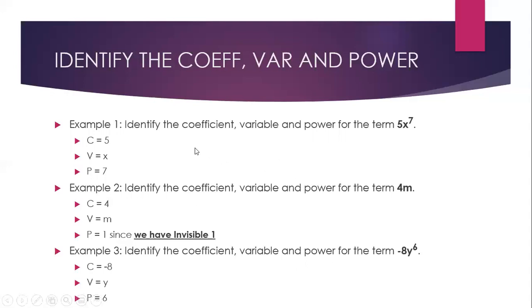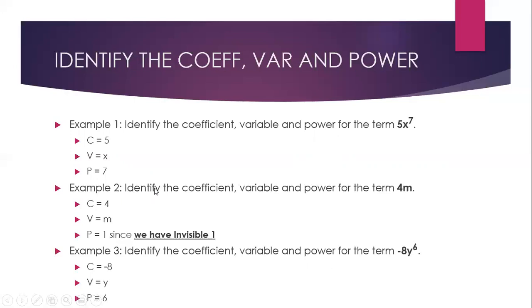I don't think I need to go over that too much. It sort of lines up. If you kind of see 5x to the 7, cool. I'm going to skip down to the bottom. Identify the coefficient, variable, and power for the term -8y to the 6. Well, the coefficient is -8, the variable is y, and the power is 6. Okay, so again, not super complicated. Let's go to example 2. So this is where it gets trickier.